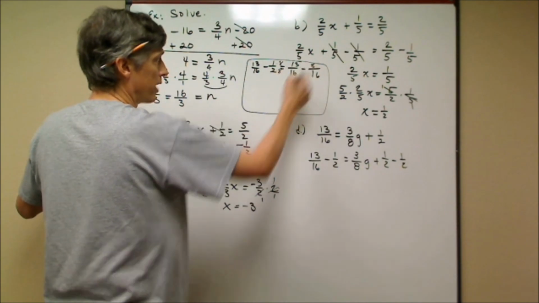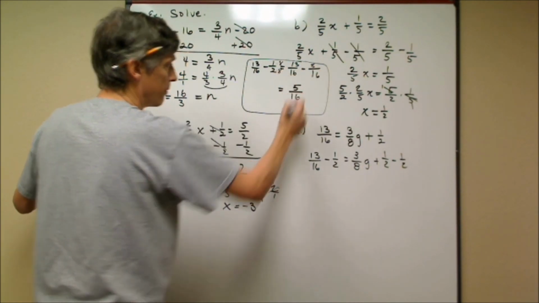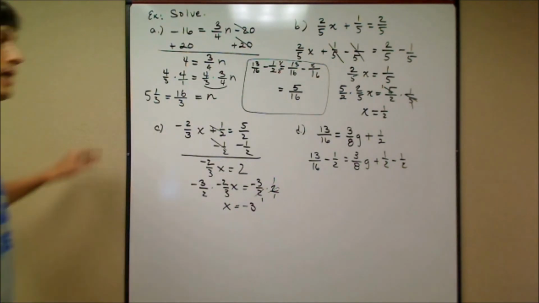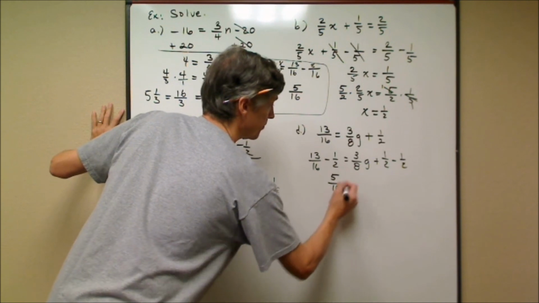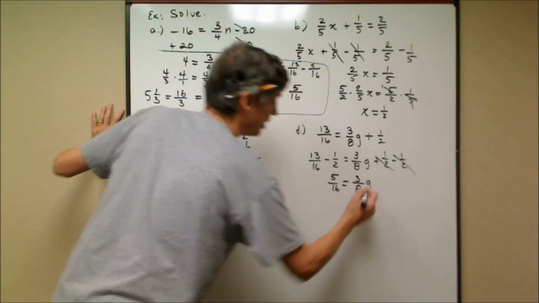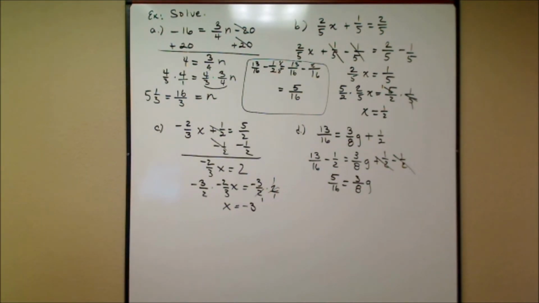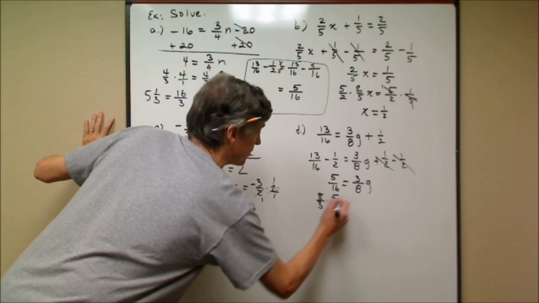So now I can subtract the numerators. 13 minus 8 is 5, and put that all over the common denominator. It doesn't simplify. I get 5/16. So all of this is 5/16. These cancel out, and I get 3/8 g on the right side. To get rid of the 3/8 that's times the g, I'm going to use the reciprocal, which is 8/3. I'm going to multiply both sides by 8/3.